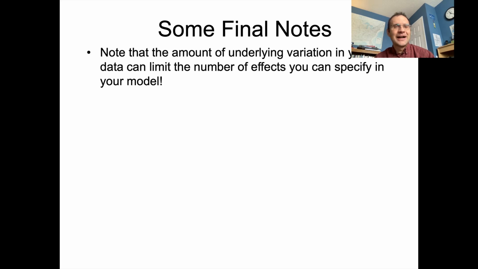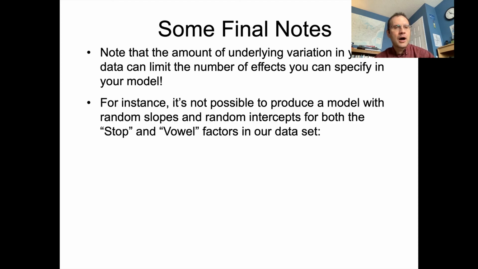So anyways, note that the amount of underlying variation in your data can limit the number of effects you can specify in your model. And we didn't talk about this, but if you remember, when we created that VOT data set, I had you guys repeat each word 3 times, so that we could start doing these sort of repeated measures analyses at the end of the semester on that data. So it all comes full circle, planning ahead. Anyways, just to give you an example of where that comes into play.